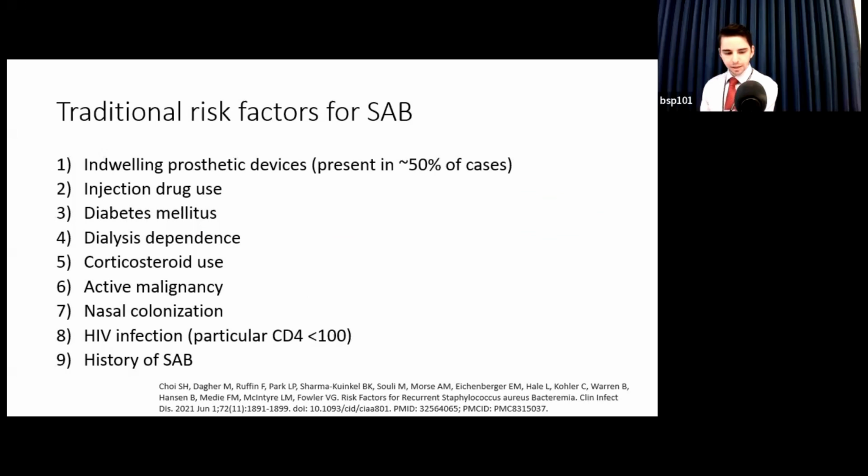One that we're commonly asked about is, why is having a prosthetic device a risk factor for bacteremia? It's not that the device is infected and then we put it in and those patients become bacteremic because the device was already infected. It has to do with the process of bacteremia itself.